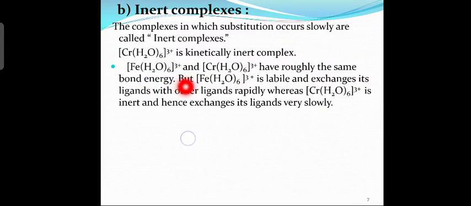But [Fe(H2O)6]3+ is labile and exchanges its ligands with other ligands rapidly, whereas [Cr(H2O)6]3+ is inert and hence exchanges its ligands very slowly. So hexaaquachromium exchanges ligands slowly, therefore it is an inert complex, whereas hexaaquairon is a labile complex because it exchanges its ligands very rapidly.